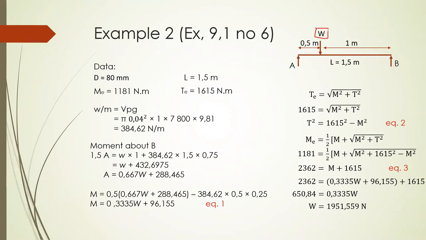Do they want the mass of the pulley? So we know that the mass of the pulley will be weight over 9.8. I run out of space here to write that equation, but mass is equal to W divided by gravitational acceleration, which is going to give us 199 kilograms. This is the answer we are looking for.